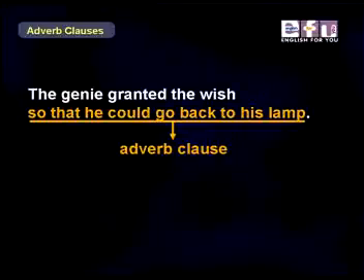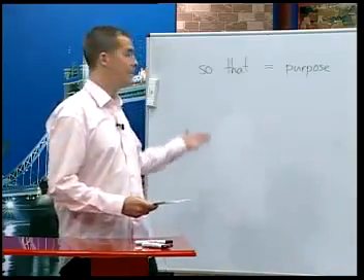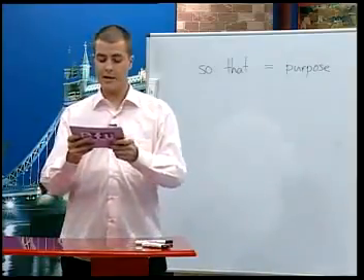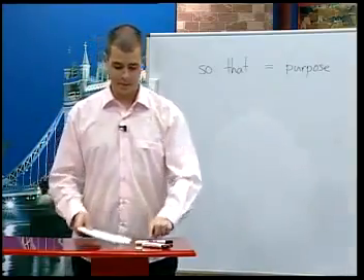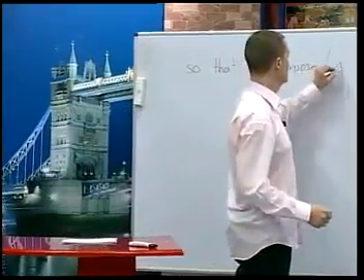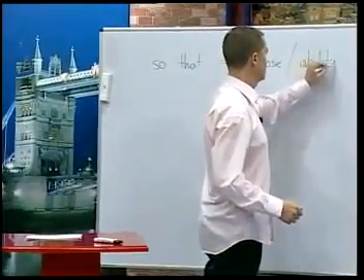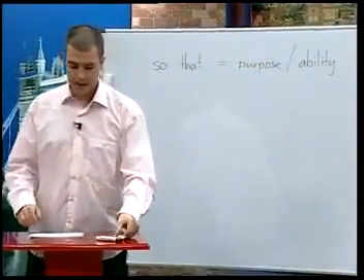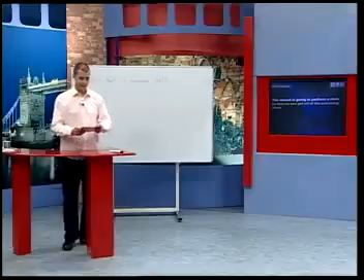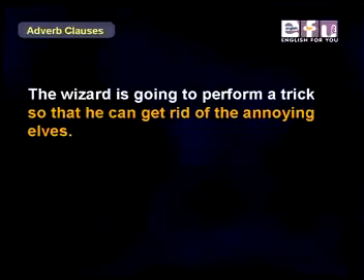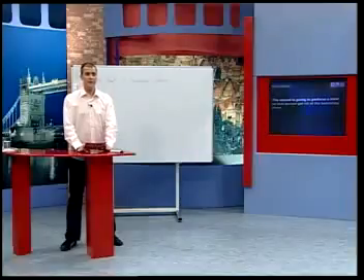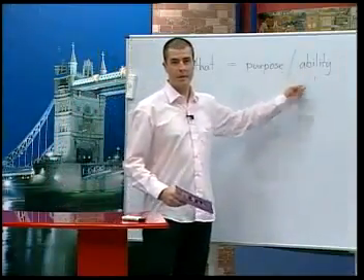Now, in the second sentence, so that he could go back to his lamp is an adverb clause. So that expresses purpose, and so that can also be used to express ability as well. Purpose or ability. Can is then used in the adverb clause. Let's have a look at this example. The wizard is going to perform a trick so that he can get rid of the annoying elves. So that plus can is ability.